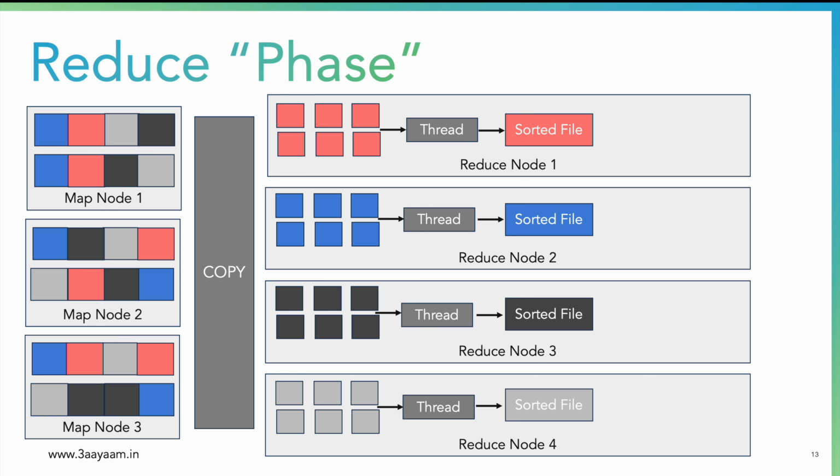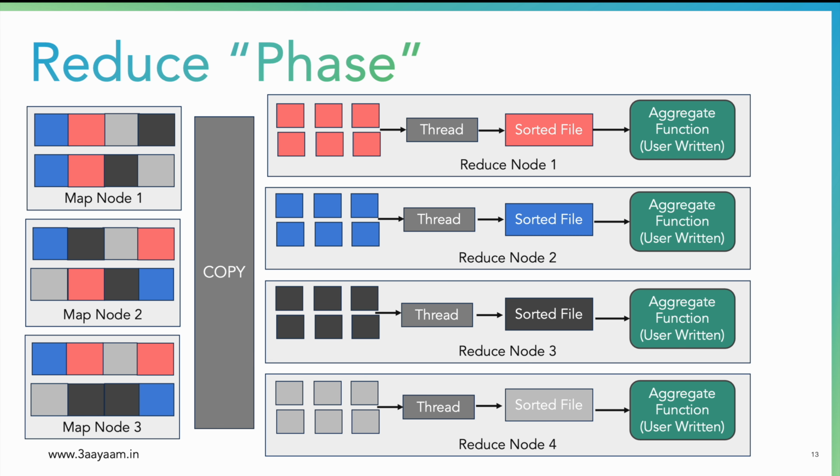And as part of the reduce node, the first job of the framework is to merge these different splits coming from different map nodes into a single sorted file. And once it is done, the aggregate function, which is written by the user, is applied on all the records collectively. Whatever logic we mention in the aggregate function would be applied on the entire sorted file.